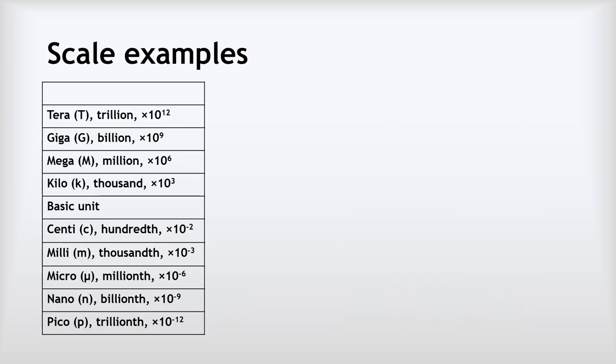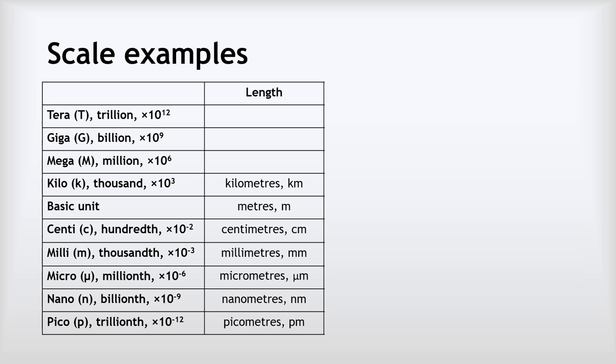So, look at some examples. What about with length? So we know our basic unit for length is the meter. And if we had 1,000 meters, we'd call that a kilometer. But we also know that if we work down the scale, we might have 1/100th of a meter, which is a centimeter, because we know there's 100 centimeters in 1 meter. Going lower still, we've got a millimeter, that's 1/1000th of a meter. A micrometer, which is 1/1000000th of a meter. A nanometer, which is 1/1000000000th of a meter. And finally, we've got a picometer, which is 1/1000000000000th of a meter.